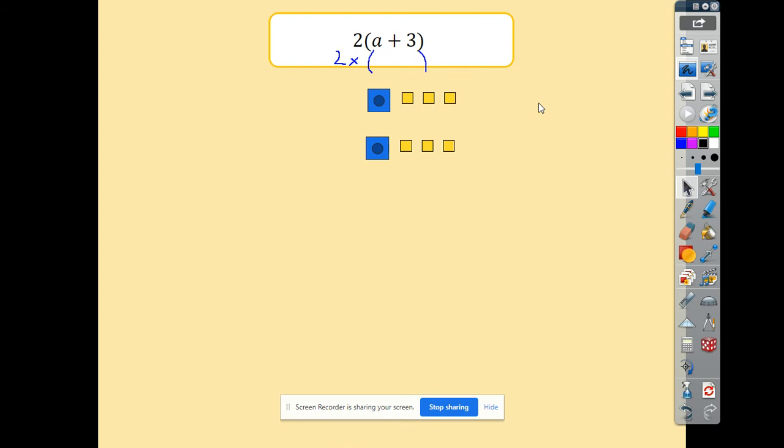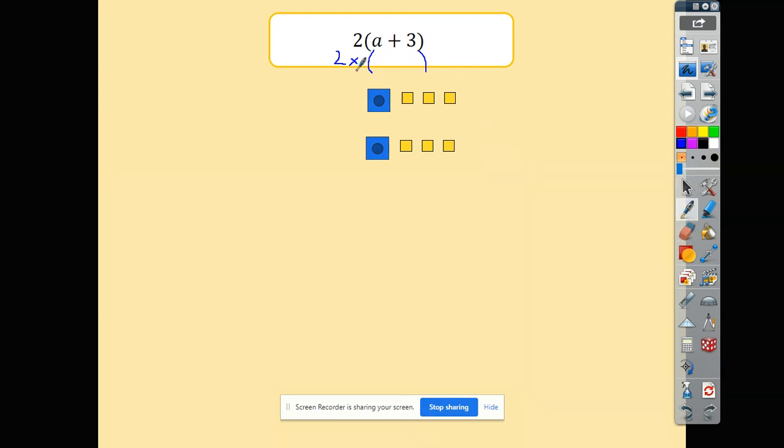Okay, so how many a's have we got altogether? Well, I can see here, these are my a's. How many have I got? I've got 2 of them. So this is going to equal 2a. Now you may have noticed that's the same as saying 2 multiplied by a. We know that 2 multiplied by a equals 2a. Let me just rub this bit out for a second.